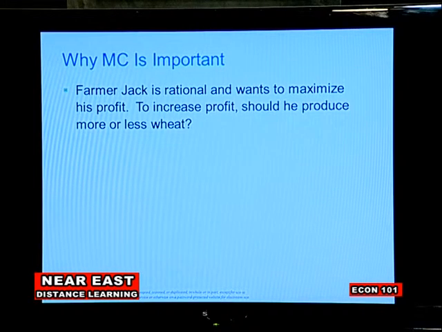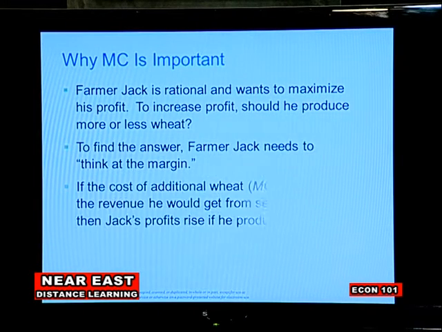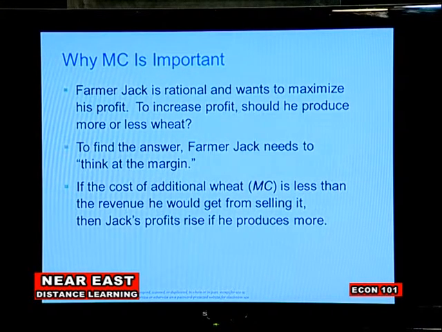So why is marginal cost important? To find the answer, Farmer Jack needs to think at the margin. If the cost of additional wheat, marginal cost, is less than the revenue he would get from selling it, then Jack's profits rise if he produces more.